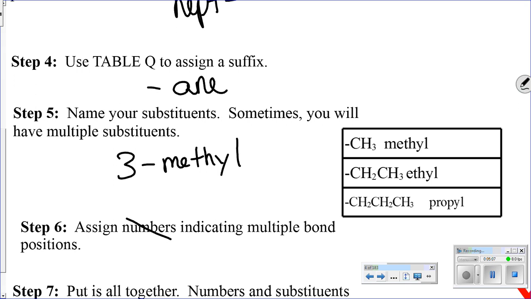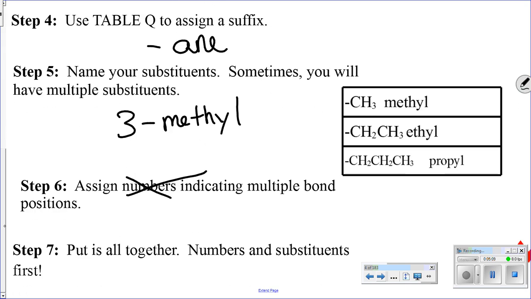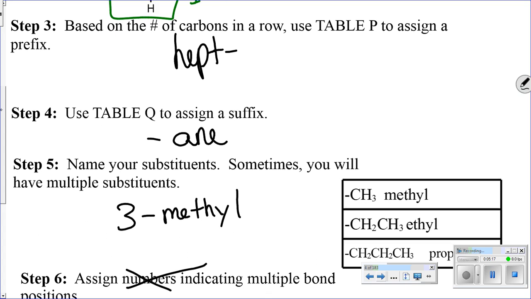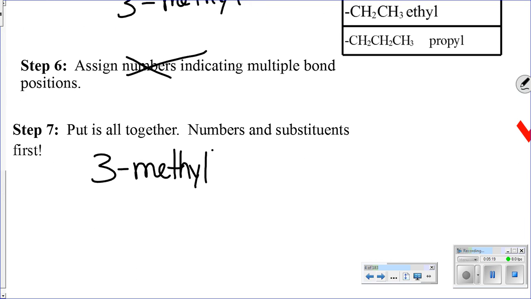We don't have any multiple bonds. We have no double or triple bonds. So now we can put this together. We put the 3-methyl first, then the hept, and the ane.